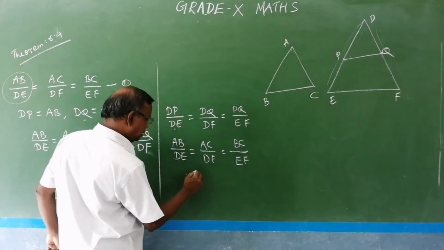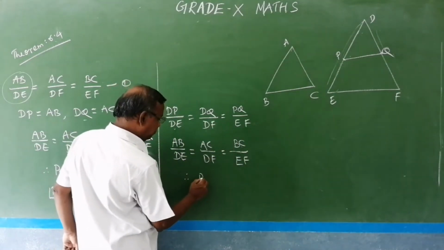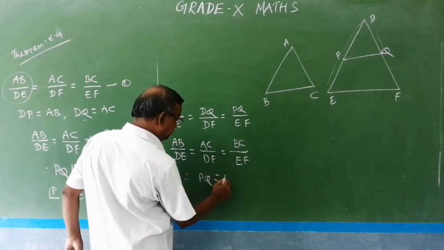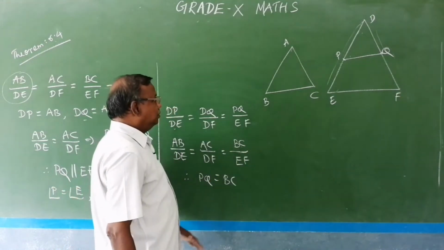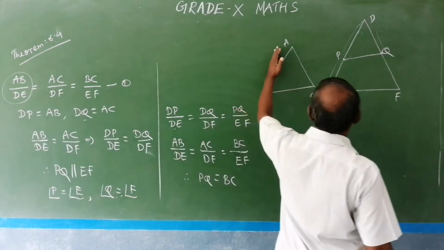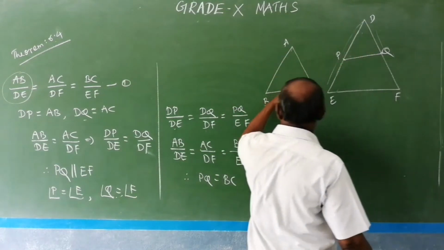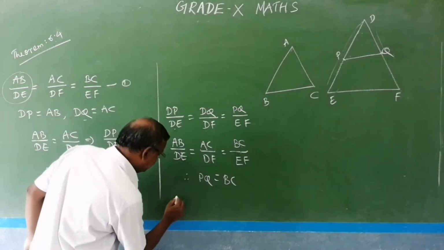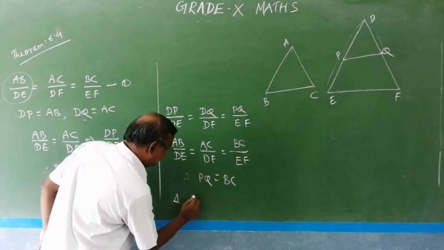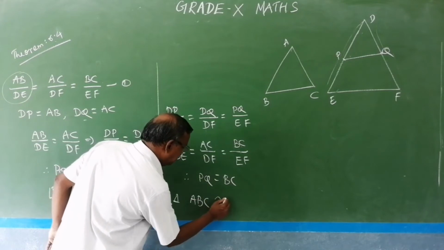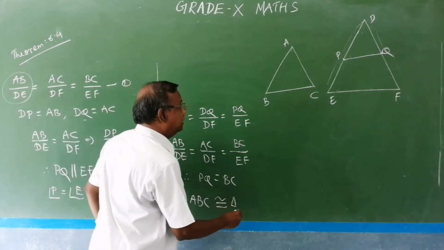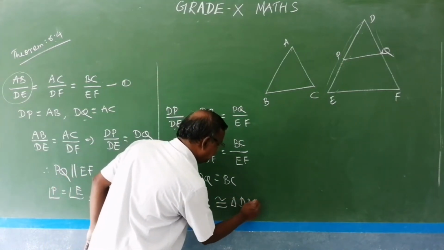This shows the sides PQ equal to BC. Therefore we know that AB equal to DP, AC equal to DQ, and PQ equal to BC. Therefore triangle ABC is congruent to triangle DPQ.